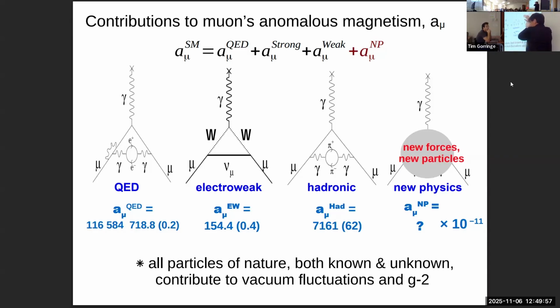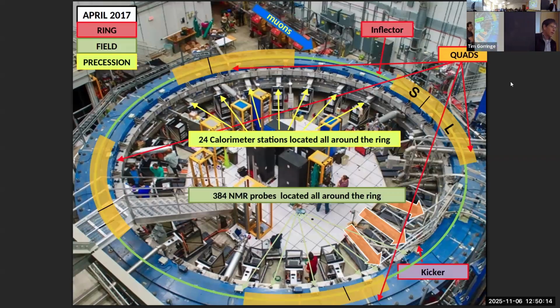Something else in the vacuum, whatever it is that's in the vacuum, will contribute to the magnetism of the muon, the anomalous piece of the magnetism of the muon. And so this is what we're really chasing in measuring the muon's anomalous magnetic moment.